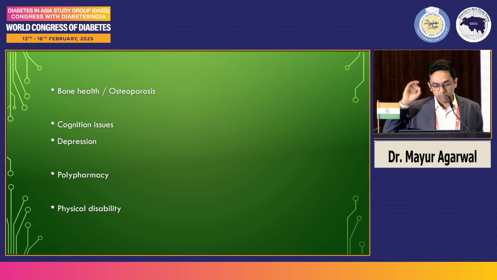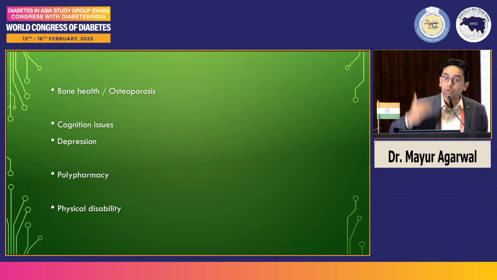So that is a very important concept. Then cognitive issues I will be discussing. Polypharmacy is something very, very important. You should be looking at the whole prescription.